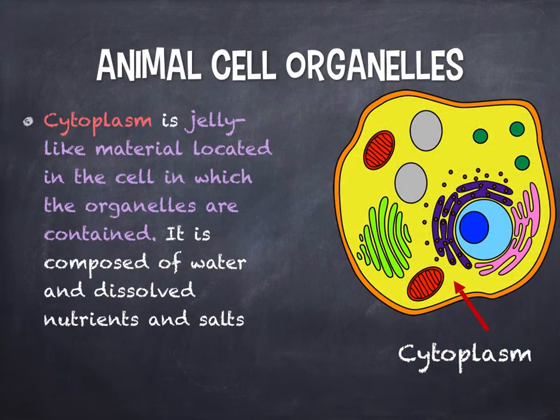Cytoplasm is up next, and it is the jelly-like material located inside the cell in which all of the other organelles are contained. It's composed of water and dissolved nutrients and salts.